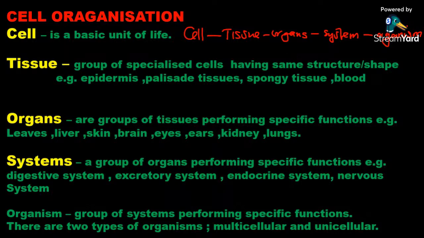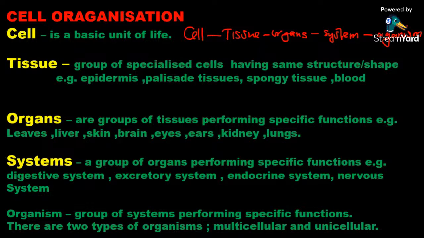Okay? So now what is a cell? A cell is a basic unit of life. What about a tissue? A tissue is just a group of specialized cells having the same structure and shape. That is what we call a tissue. And they perform the same function. You can add that. So what are the examples of tissues?